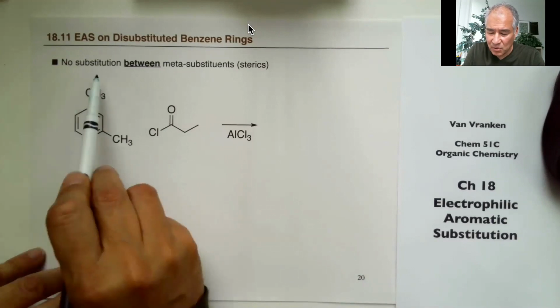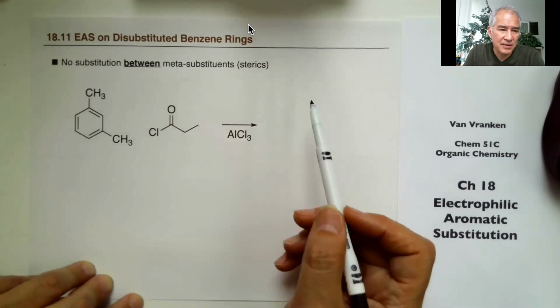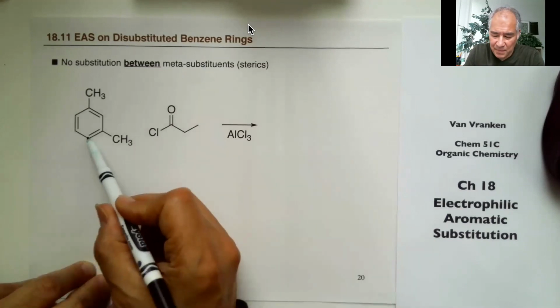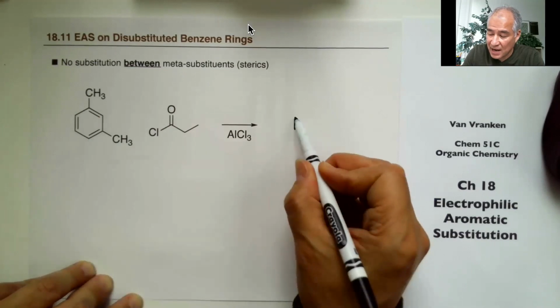And there's a simple rule: don't substitute in between meta substituents. Because if all else is equal, it's better to substitute here than in between these other two. So you get one product out of this reaction.